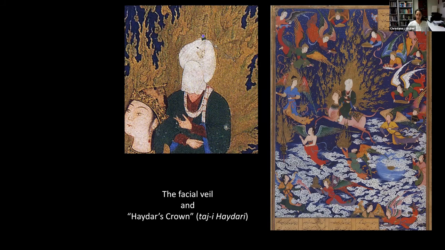It is a turban that has actually a tall rod right here. You can barely see it in that overarching flaming halo, but you can see kind of here like a rod right in the center. This turban with a tall rod around which the turban is actually enwrapped is known as the Taj-e Haydari, or Haydar's crown.